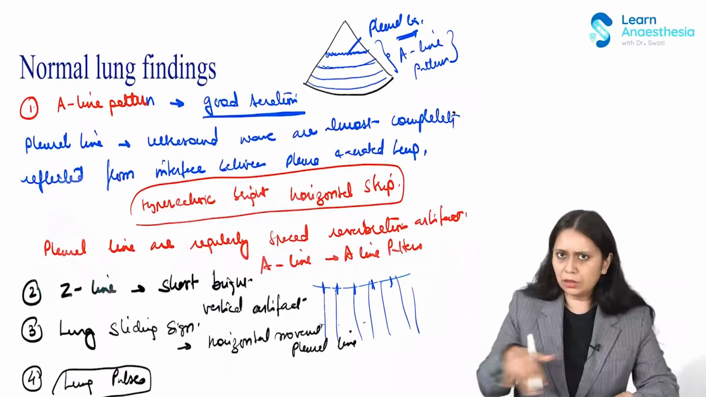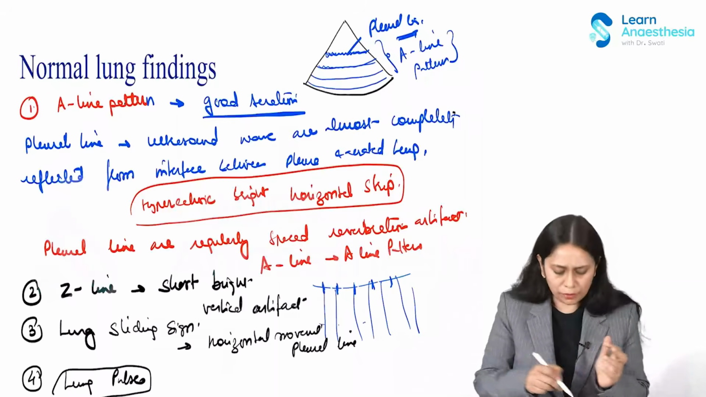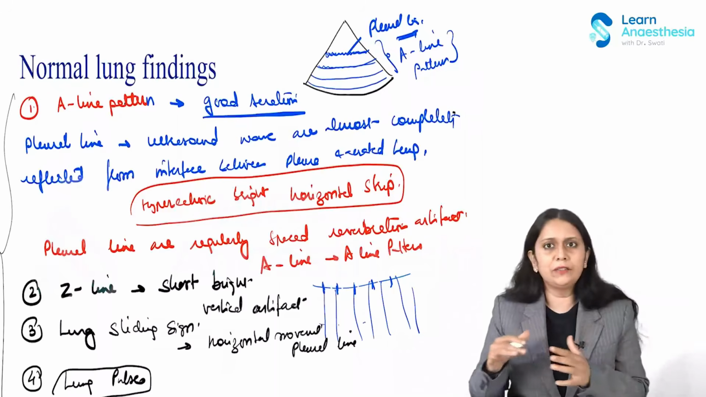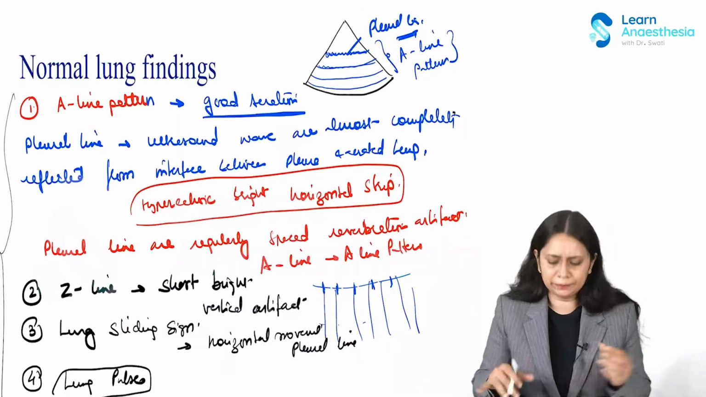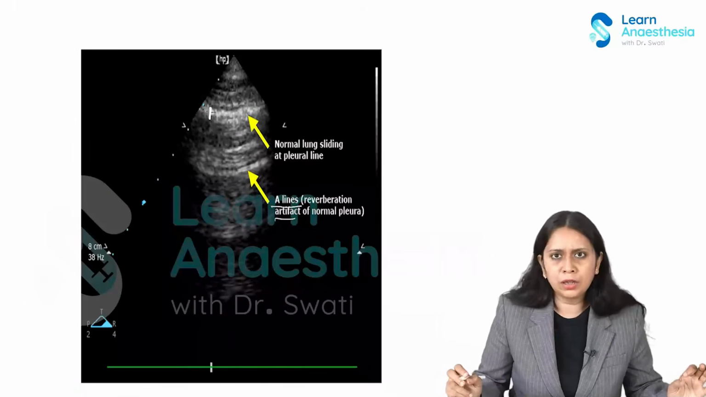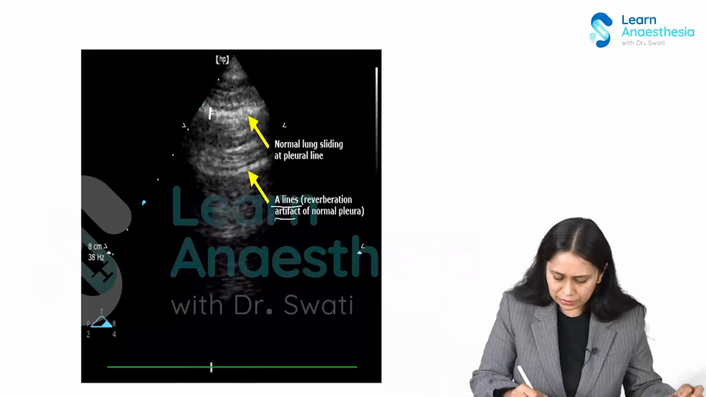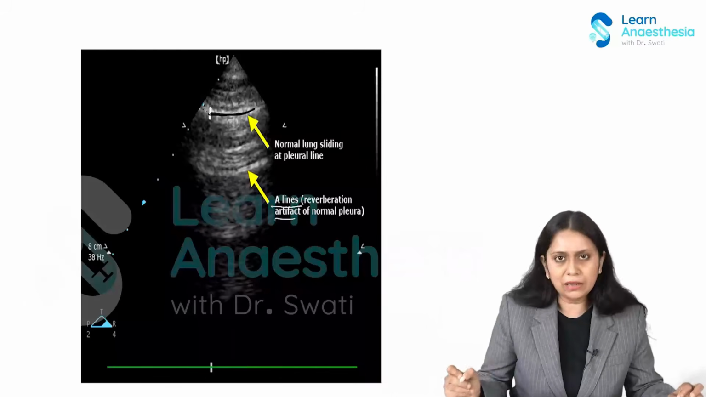So let us talk about these normal findings in little detail also: where each will be present, and in what pathological condition, what combination we will get. Let us start with the image of your A lines. This is a normal lung, with shimmering movement of the pleural line. This is called the sliding sign.